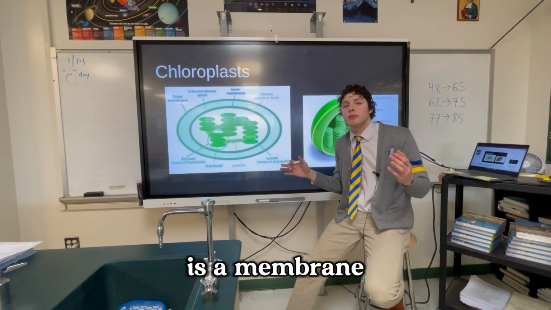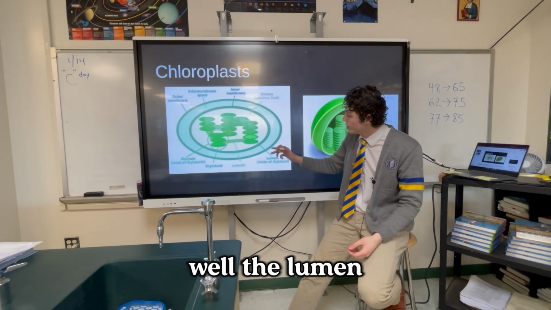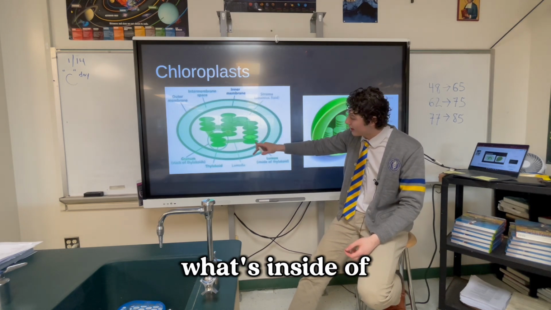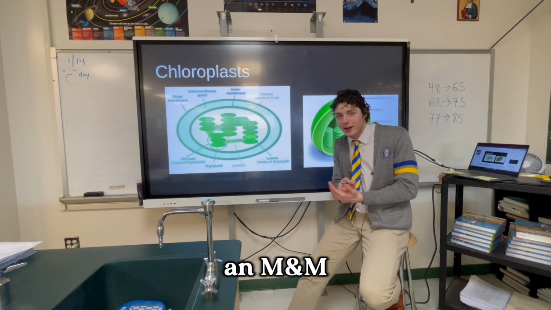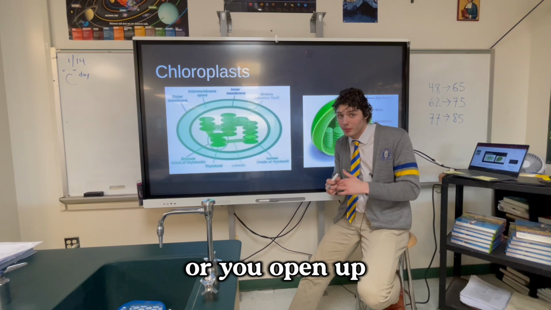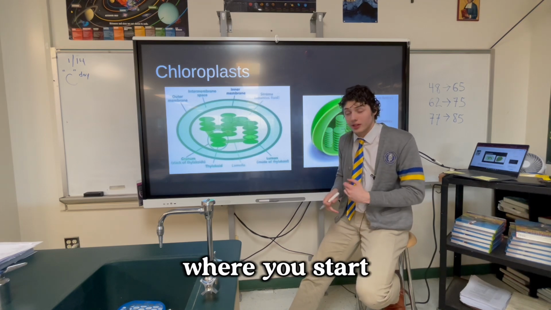But if the thylakoid is a membrane, what is it protecting? What is it filtering? Well, the lumen is what's inside of the thylakoid. That is like the substance. That's like when you crack open an M&M and you see the chocolate, or you open up a basketball and you see like that rubbery inside, or you start ripping apart your shoe.